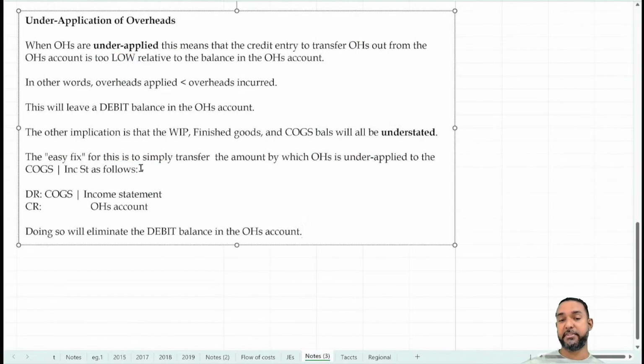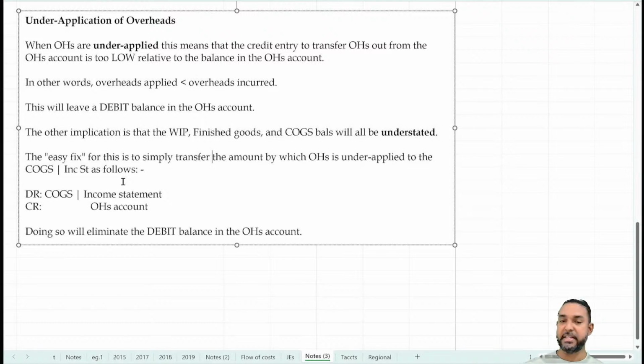The easy fix for this is to simply transfer the amount by which the overheads is under applied to the cost of goods sold or income statement as follows. You'll either debit cost of goods sold or income statement and credit the overheads account. And doing so will eliminate the debit balance in the overheads account.